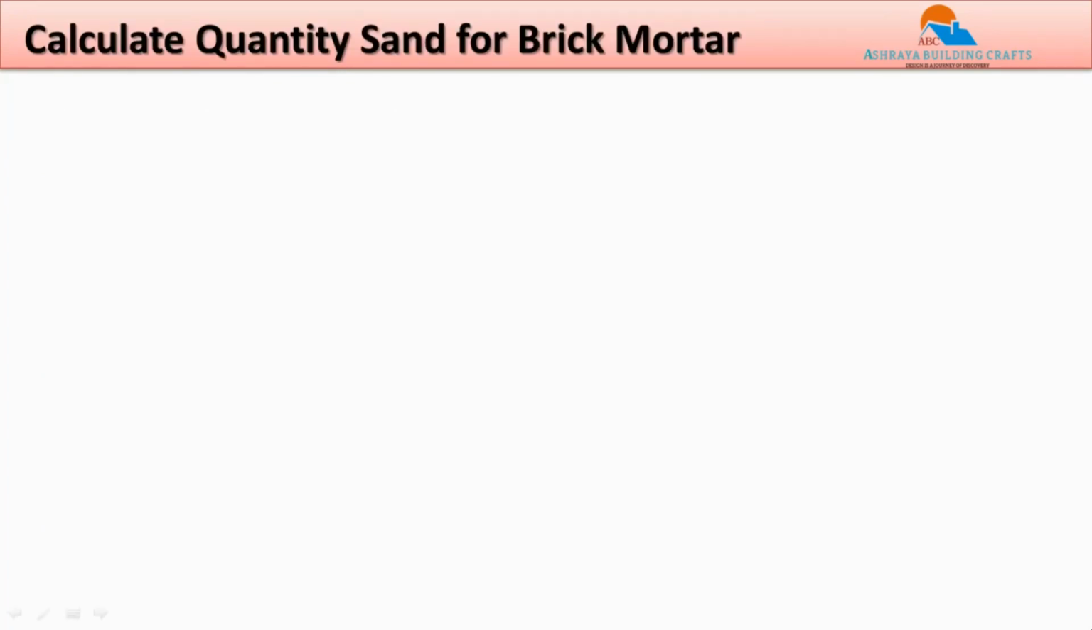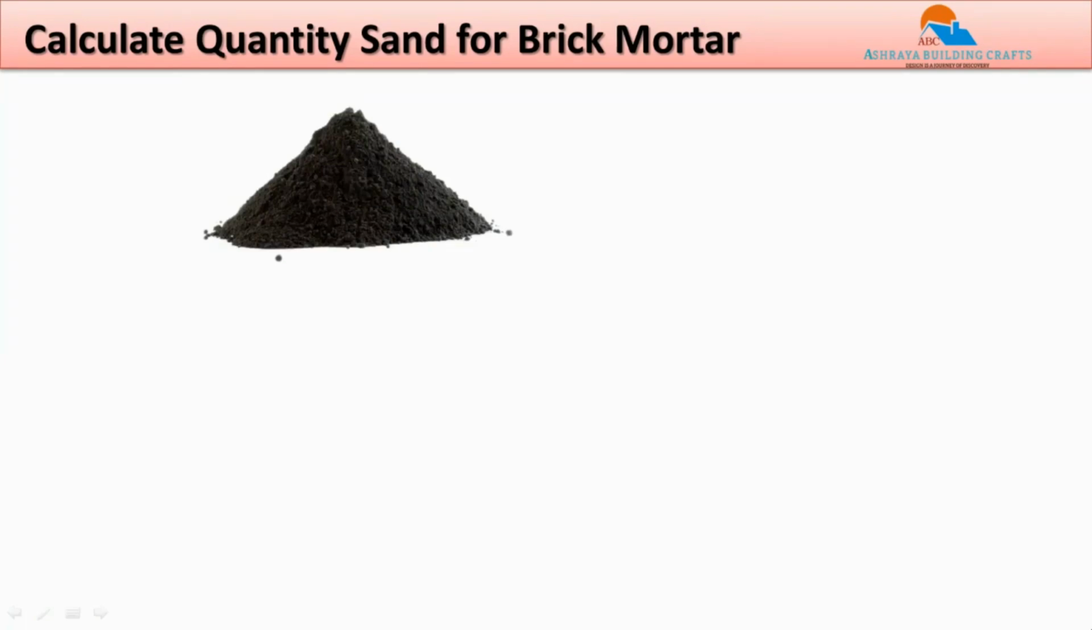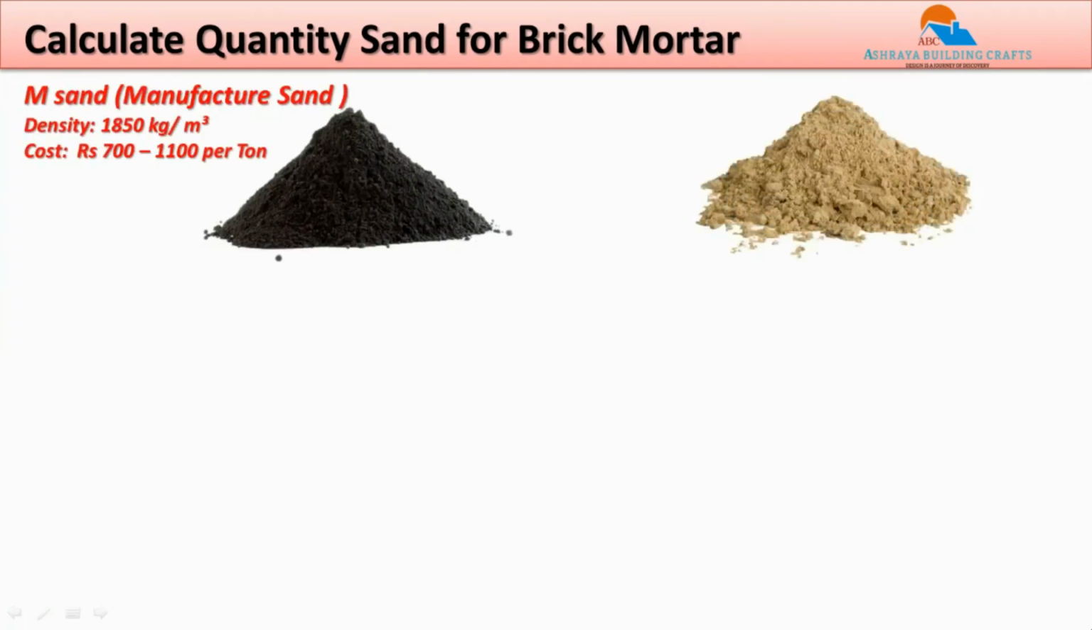To calculate quantity of sand for brick mortar, we use majorly two types of sands. One is M sand, another one river sand. M sand properties as below: density 1850 kg per meter cube, cost rupees 700 to 1100 per ton. For river sand, density 1650 kg per meter cube, cost rupees 1800 to 2200 per ton.